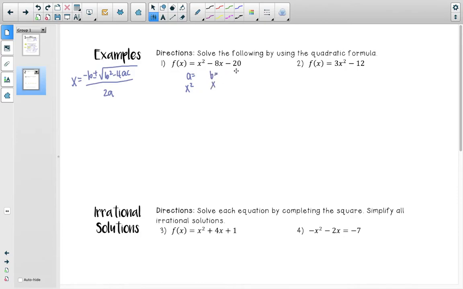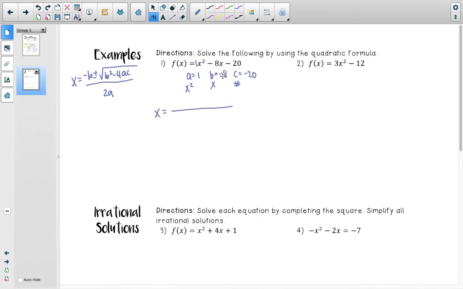So if you notice, again, every time I do this, I put what it goes with, so we can kind of remember what a, b, and c stand for. And it's always the coefficient. It's never the actual variable. So a is 1, b is negative 8, and c is negative 20. So we'll go ahead and do our equation.